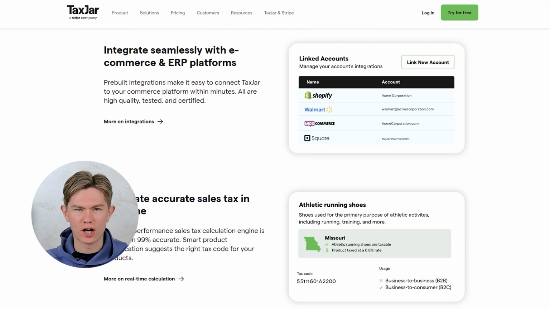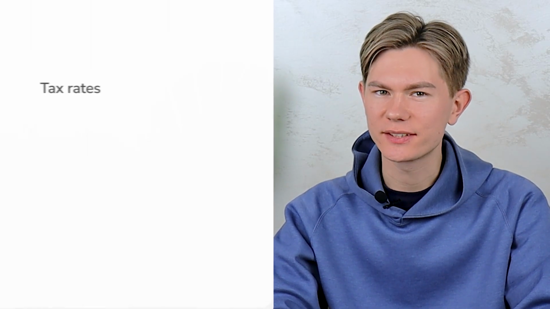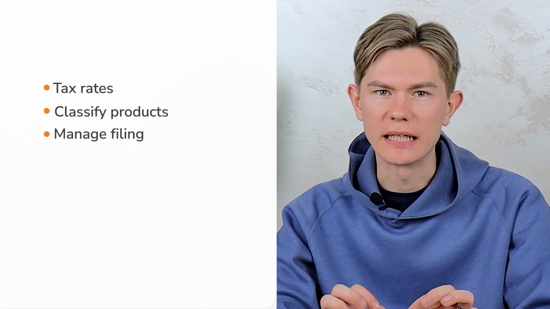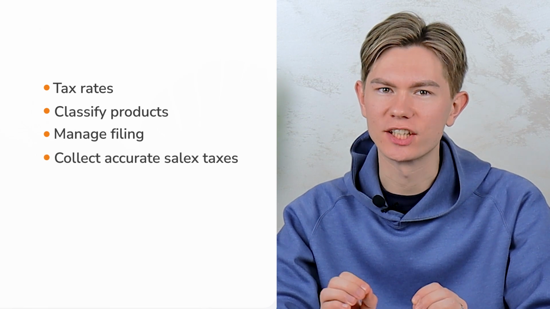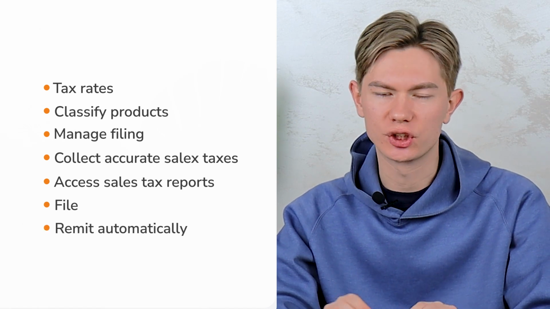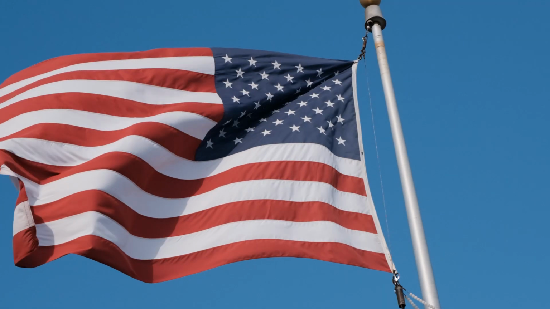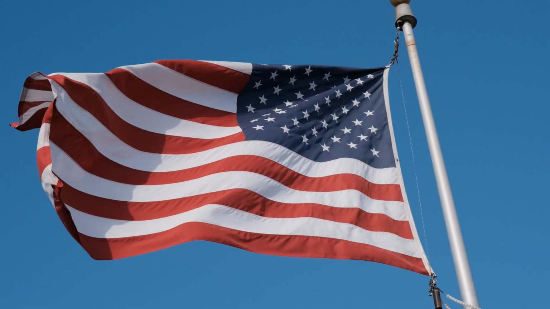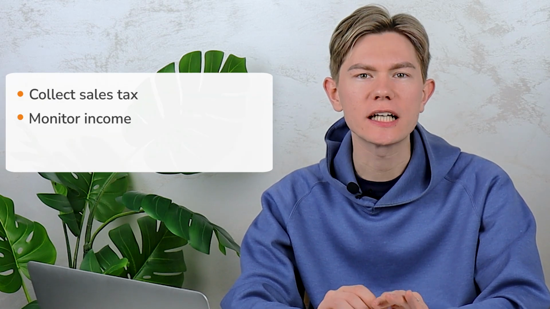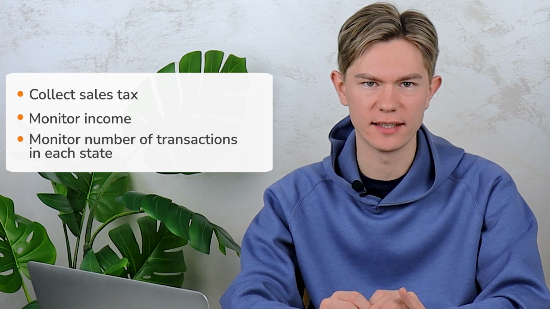One of them is TaxJar. TaxJar does the heavy lifting for you by automating your most tedious tasks. It accurately calculates sales tax rates, classifies products, and manages multi-state filing. With TaxJar, you can easily collect accurate sales taxes at checkout, access sales tax reports, file and remit automatically, and so on. There is actually nothing scary and challenging about running a business in the United States. When you've already put your business on track, it remains for you only to collect the sales tax and monitor income and the number of transactions in each state.